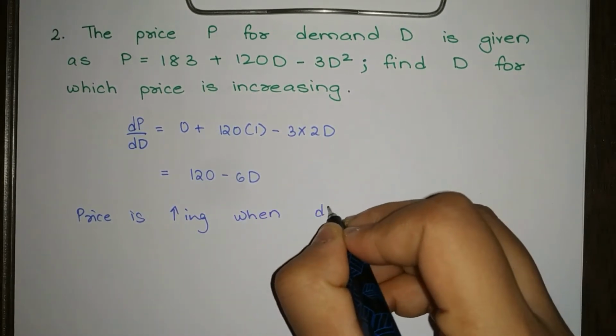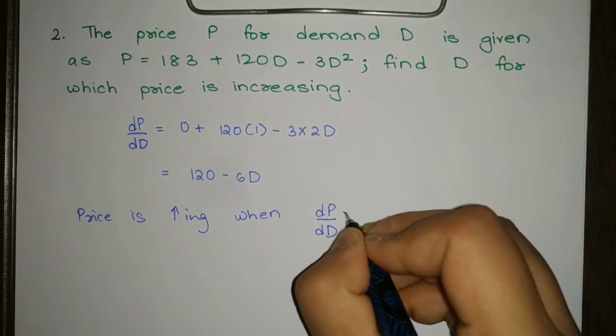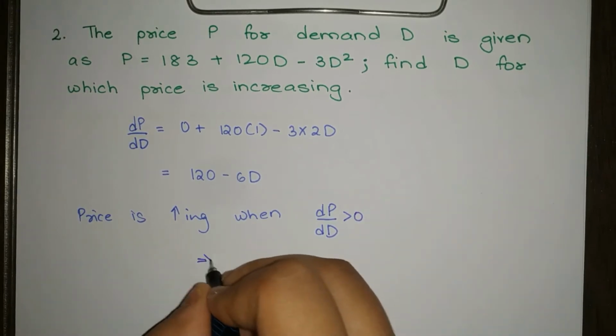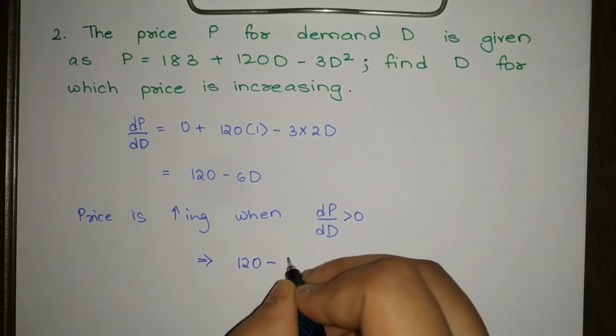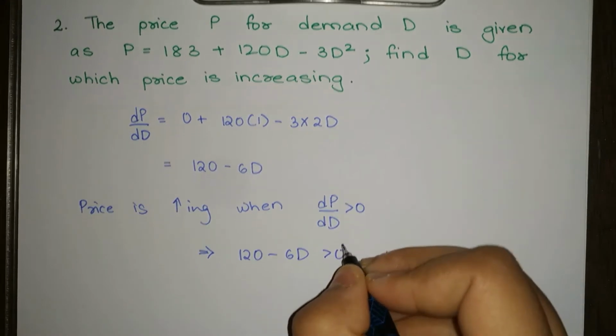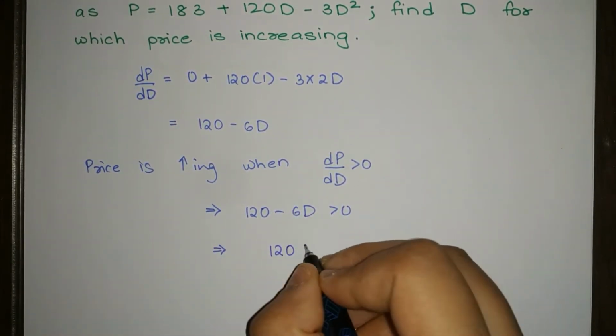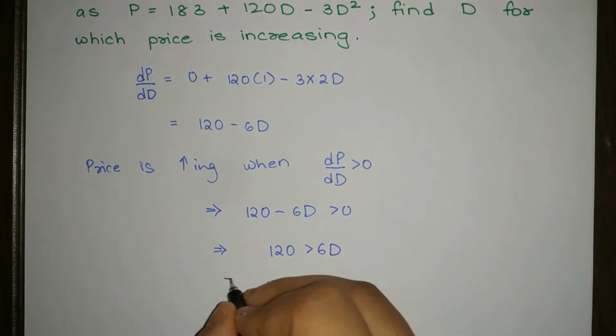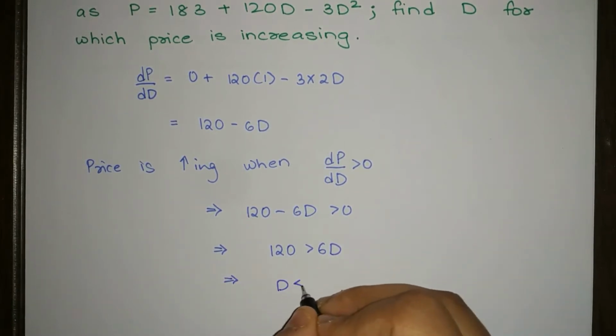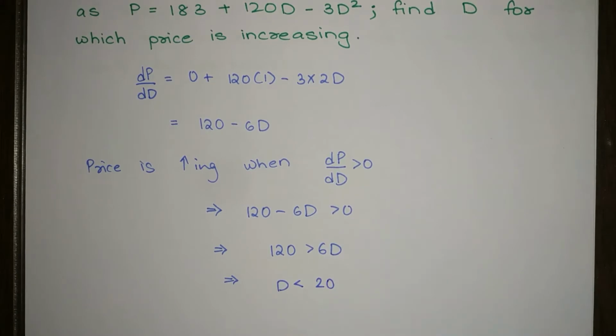when the derivative is greater than 0. That implies that when 180 minus 6D is greater than 0, and that implies when 180 is greater than 6D, therefore D is lesser than 30. That is when the price is increasing. Okay. Now let us do the next question.